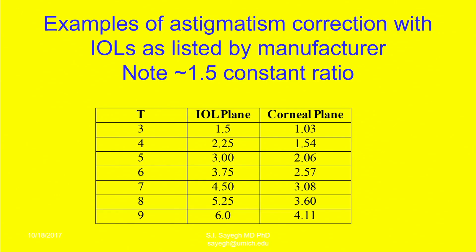Okay? Now, another example is astigmatism correction. And if you look here, this is astigmatism at the lens plane, and this is at the corneal plane. If you look at the ratio, this ratio is always 1.5. Okay? So this is incorrect. And this kind of belief has been maintained by many companies for a long time, maybe decades or more.